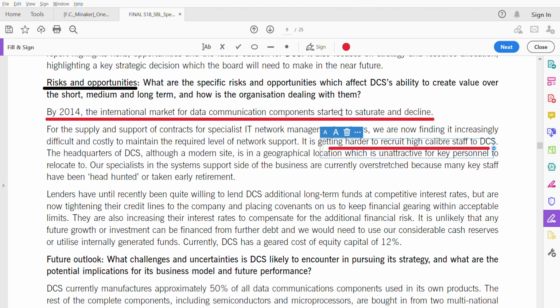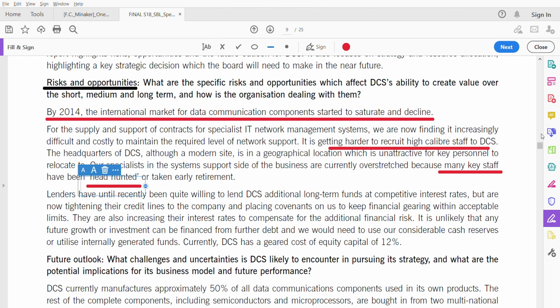Now, the headquarters of DCS, although a modern site, is in a geographical location which is unattractive for key personnel to relocate to. Our specialists in the system support side of the business are currently overstretched because many key staff have been headhunted or taken early retirement. So this is important. Has been headhunted.